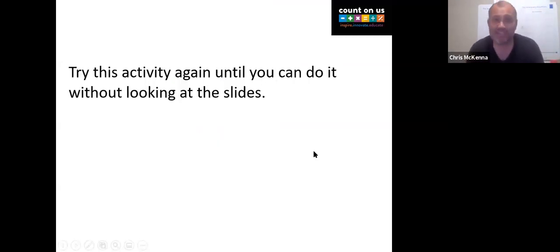So again, we can try this activity using the slides, but eventually we want to try and do it without the slides. So 10, 9, 8, 7, 6, 5, 4, 3, 2, 1, 0. 0, 1, 2, 3, 4, 5, 6, 7, 8, 9, 10.